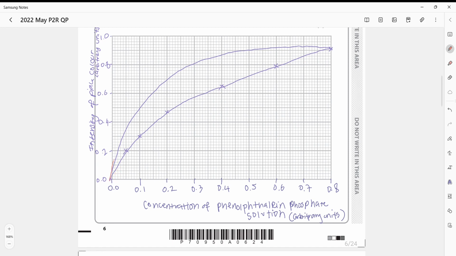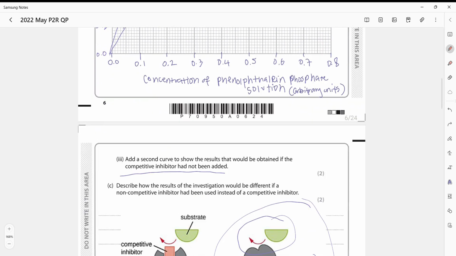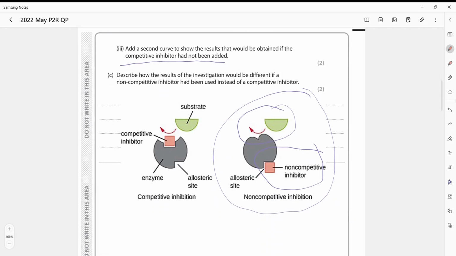So it would look like, sorry, that's a very squiggly line. So it should look something like this. So the maximum you can see cannot be reached when you're using a non-competitive inhibitor compared to a competitive inhibitor. So I'm going to remove those annotations and write that down.